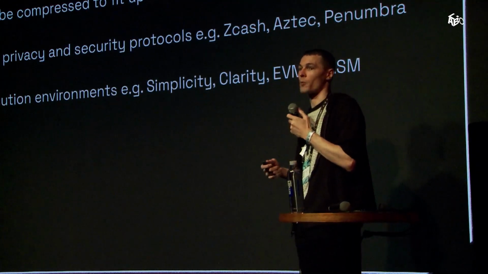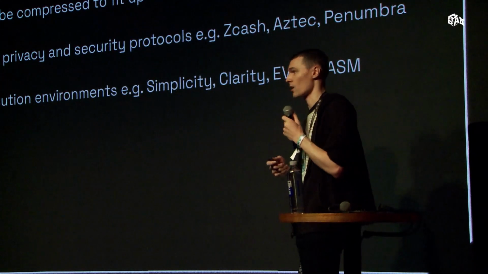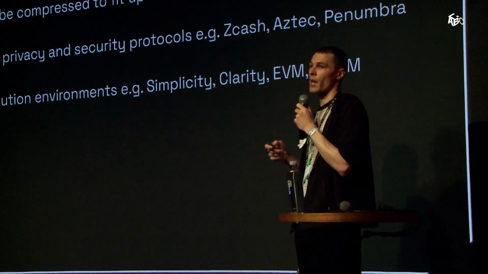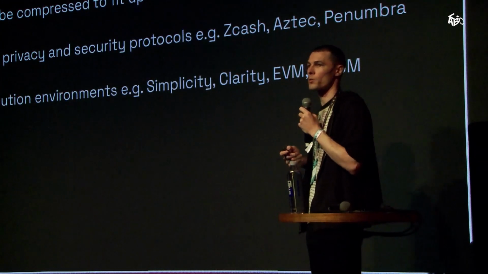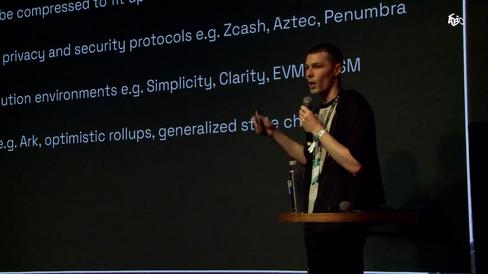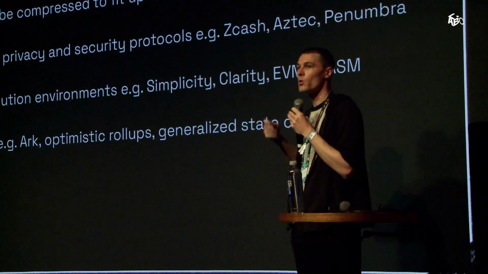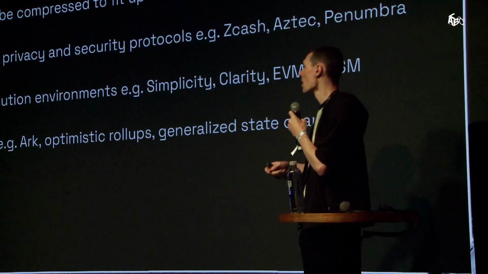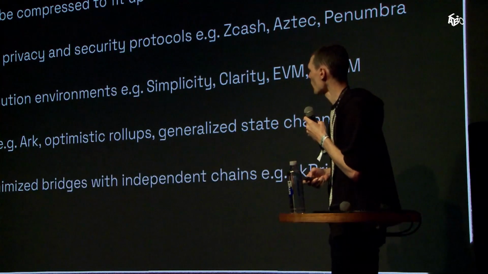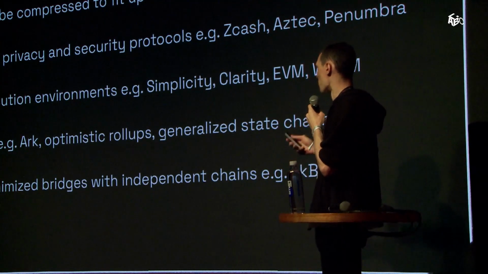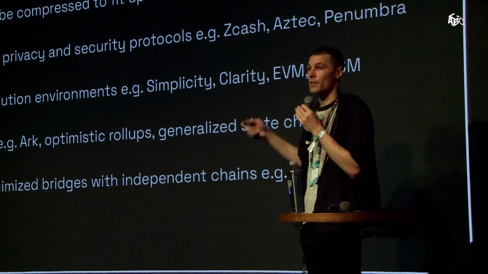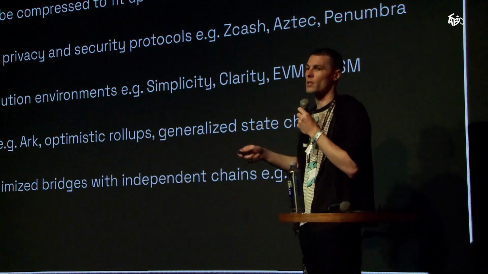You could have new execution environments that support new programming languages and smart contracts such as Simplicity or Clarity, EVM, WASM, really any kind of execution environment that is compatible with the proof system that we ultimately want to implement on Bitcoin. We could have new types of layer 3s. Because we have new execution environments and new programming languages, we might have new capabilities for building new kinds of smart contracts and new layer 3 systems, such as ARC, optimistic rollups, or generalized state channels. And we could have trust minimized bridges with independent chains. For example, there's a protocol called ZK Bridge that connects different independent blockchains using zero-knowledge proofs.